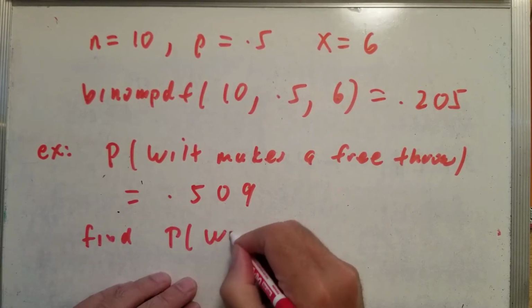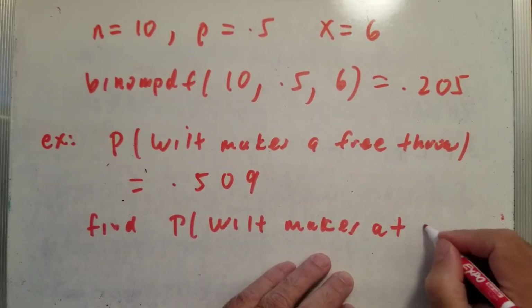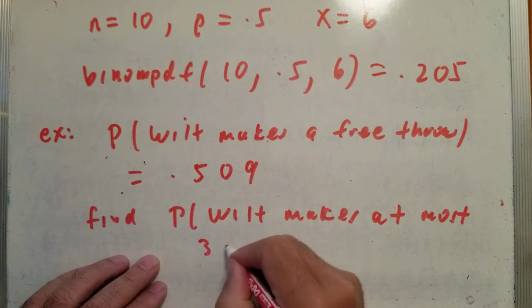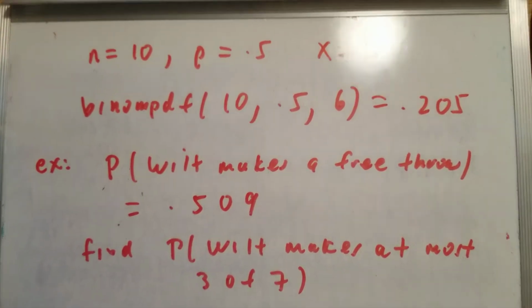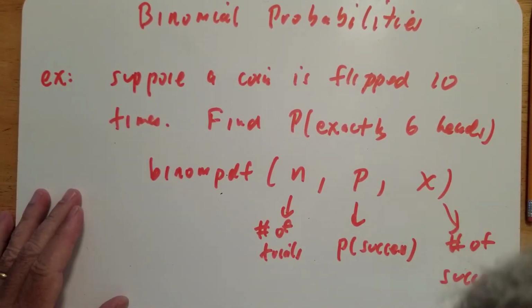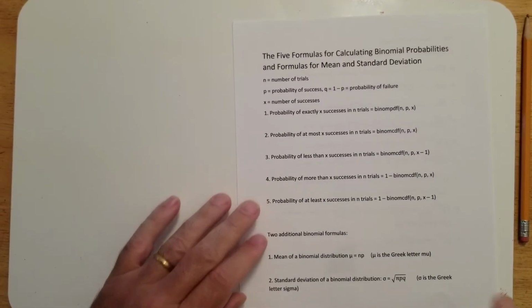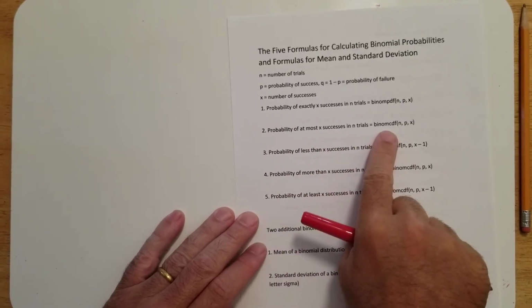And the question is, find probability Wilt makes at most 3 of 7. So this is a little bit different question. I'm not asking exactly, I'm asking at most 3 of 7. So on the calculator, well, first I'm going to go back to my chart. And on the chart here, it gives what to do. Probability of at most X successes, this is number 2, is binom CDF NPX.